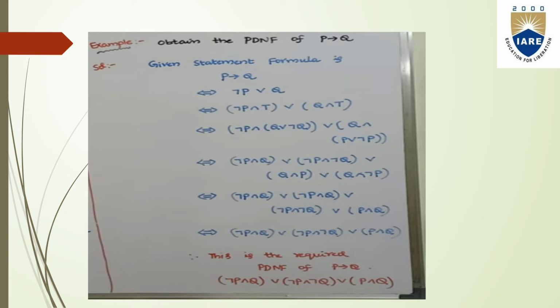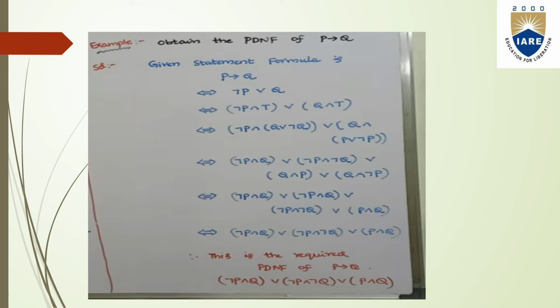Obtain the PDNF of P conditional Q. So the given statement is P conditional Q. This can be written by replacing the conditional with its equivalent: P conditional Q is written as negation P or Q. So negation P or Q is further written as negation P and T, or Q and T. Here we are writing negation P as negation P and T because negation P and T are technically equal to negation P, and Q and T are technically equal to Q. So we are writing it in that way.